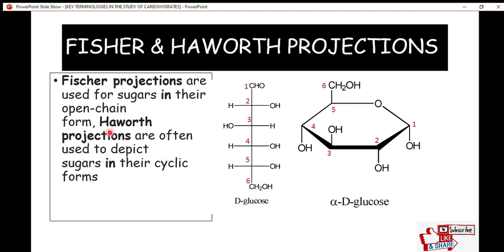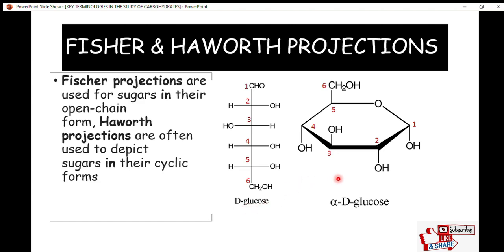Haworth projections are often used to depict sugars in their cyclic forms. This sugar here is called glucose, D-glucose, and in no time you will learn why it is called D-glucose and L-glucose. As I said earlier, for carbohydrates we need to know enantiomers, diastereomers and meso compounds. We have enantiomers of glucose: the first one is D-glucose, and we have L-glucose. We will study them later and you get to know them.